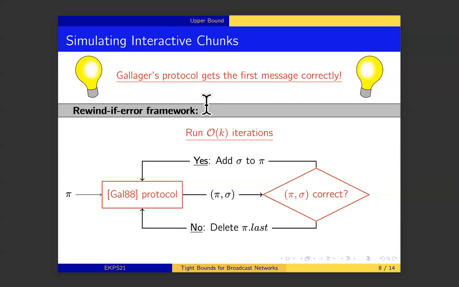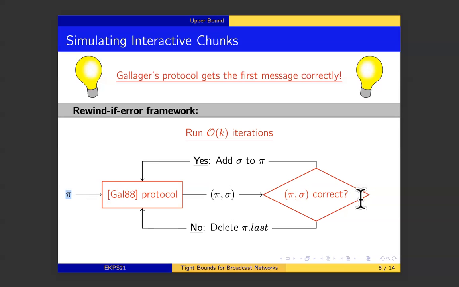And for this, we use a fairly, by now, standard rewind-if-error framework that tries to get each bit and correct the bits that are incorrect. So you start with an empty transcript. This is pi that you start with. This is empty to begin with. Then you run one round of Gallager's protocol. This gives you a symbol sigma. This is the first symbol in the remainder of the chunk. And pi comma sigma is a transcript that is one longer.